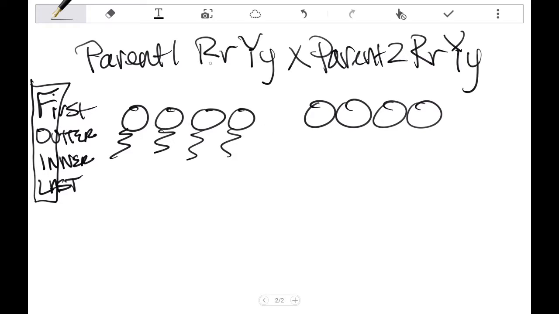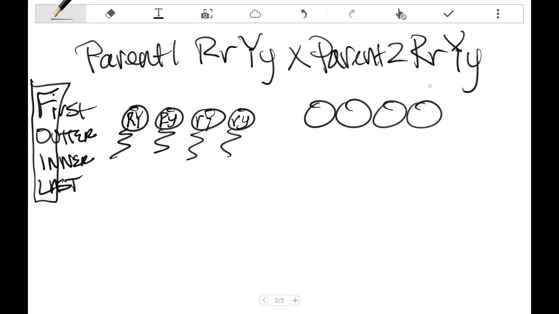So we have uppercase R, uppercase Y. Each of these alleles represents a different trait, so you'll have 2 alleles in each gamete because there are 2 traits. So that's first: uppercase R, uppercase Y. Then outer: uppercase R, lowercase y. Then inner: lowercase r, uppercase Y. And then last: lowercase r, lowercase y.